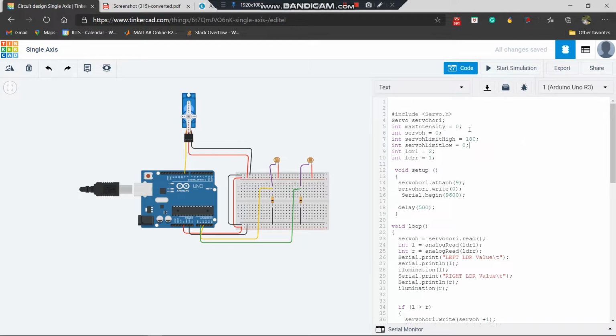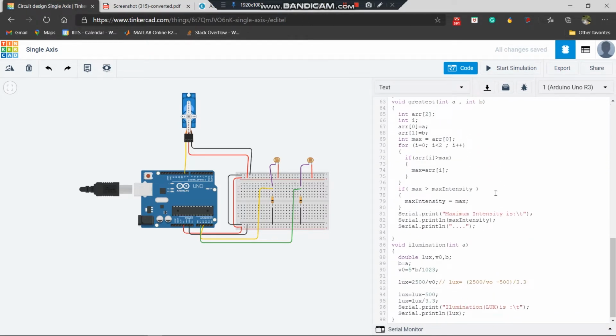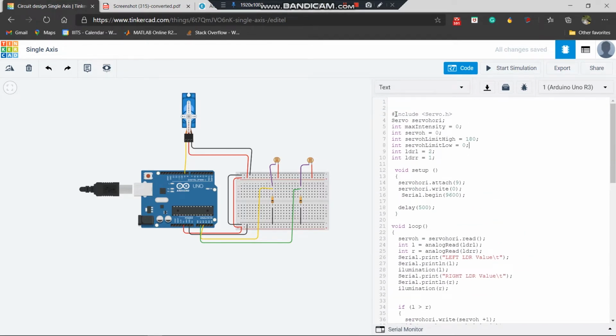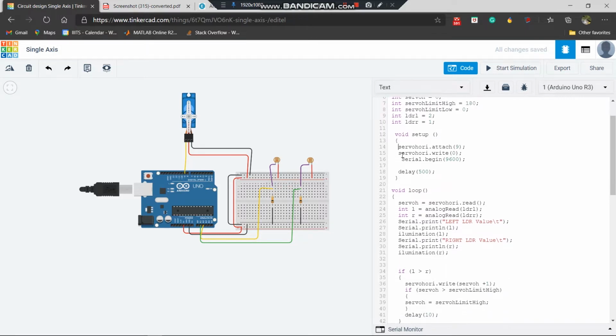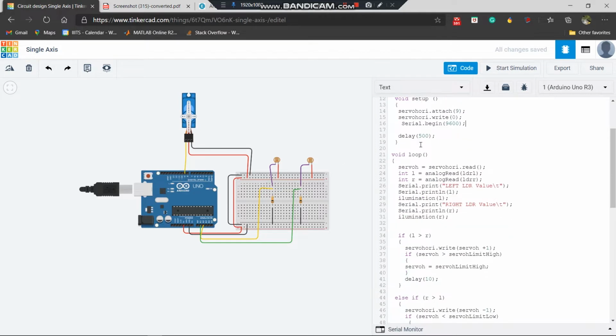This is the code of our single axis solar tracker. At first we are defining the servo motors and the pin connections of the LDRs and initializing the servo angle to 0, and the limits are 0 and 180, the limits of the servo angles. In the void setup we are connecting the servo motor to analog pin 9 of the Arduino.